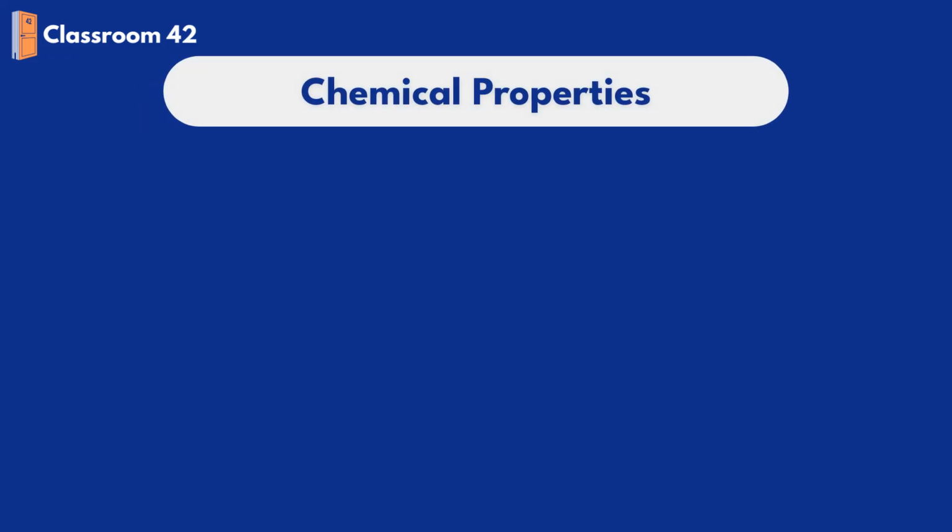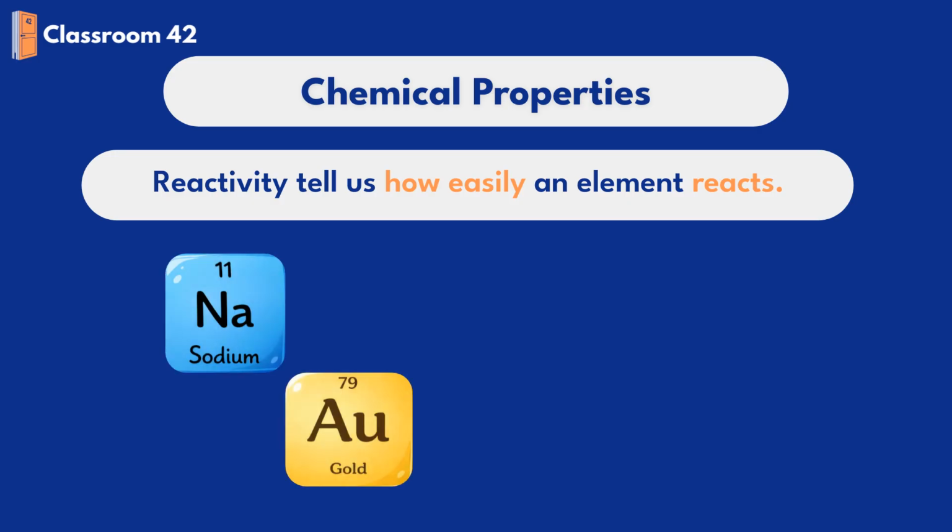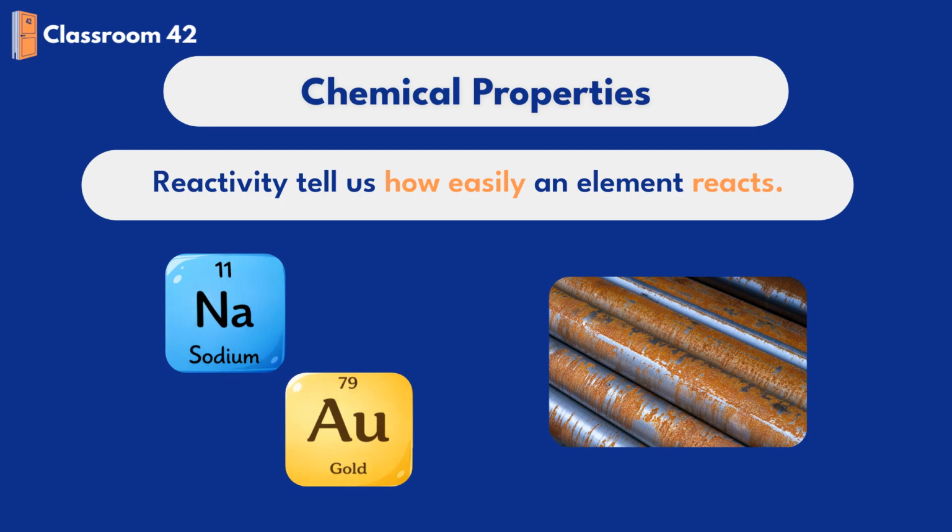Now let's move on to chemical properties. An example of a chemical property is reactivity, which explains how easily an element reacts. Sodium reacts very quickly while gold reacts very slowly. Corrosion, such as rusting, happens when metals react slowly with oxygen and water.